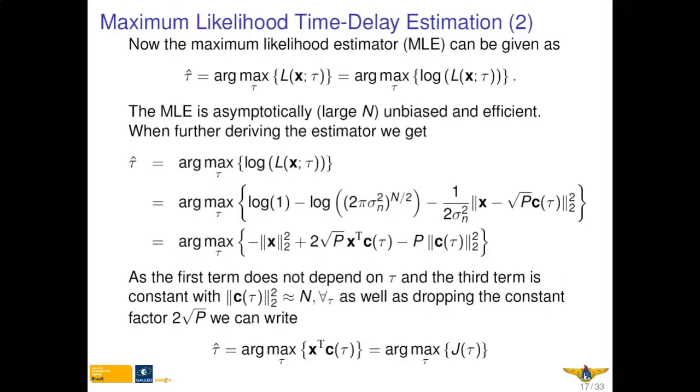And if you remember what we talked about correlation, this is correlation in discrete form. We wrote the correlation in a continuous form earlier in this part, and this is the correlation in discrete. So we take the transpose of the signal vector and multiply this with our replica signal for a given tau. We do this for many taus, and we're trying to find the maximum of this function J of tau. And this is then our estimate tau hat of the time delay.